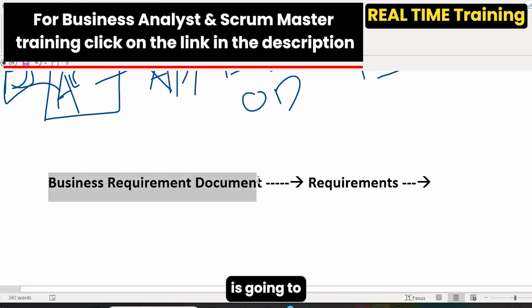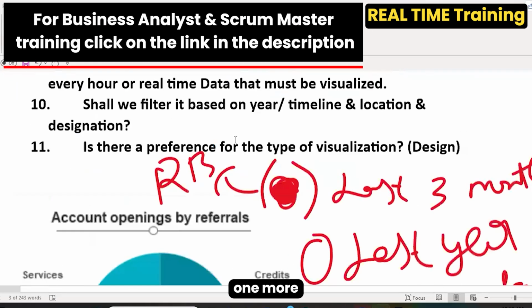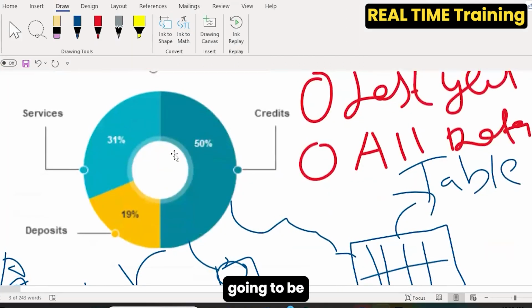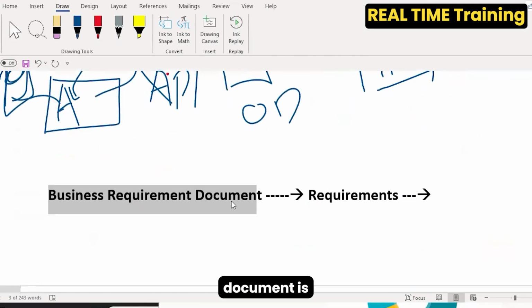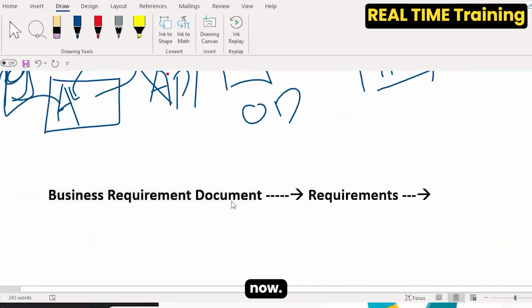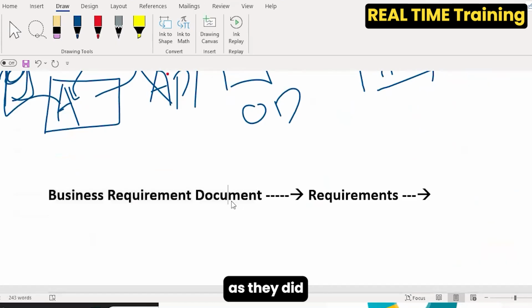If the business comes back and says, I need one more parameter here, which is going to be underwriting, we will simply say, I'm sorry, the business requirement document is approved. We cannot take this. Now, you can define it as they did not give it, or you can say I did not ask, or maybe it is both. That time the liability will be on the business. The business will be liable for not giving the requirements.